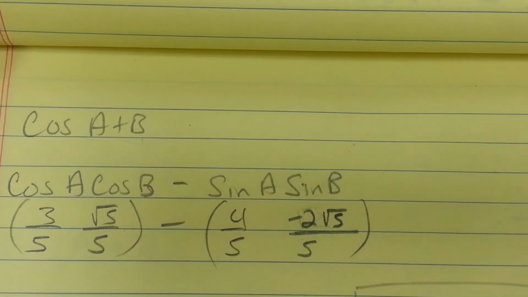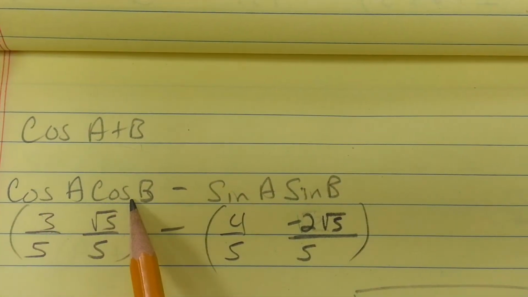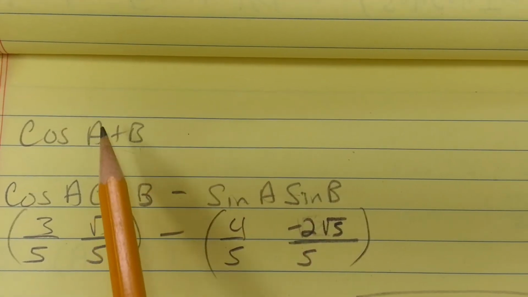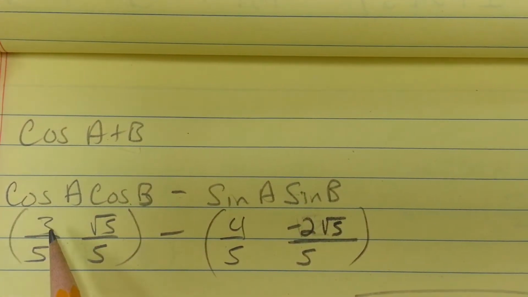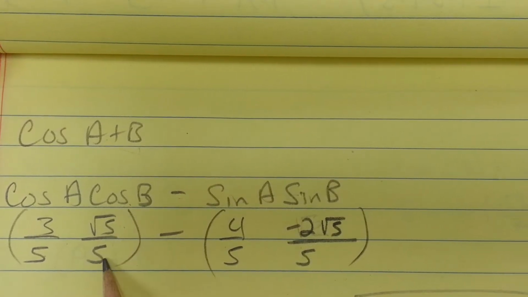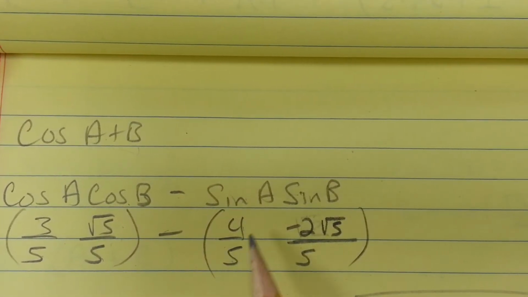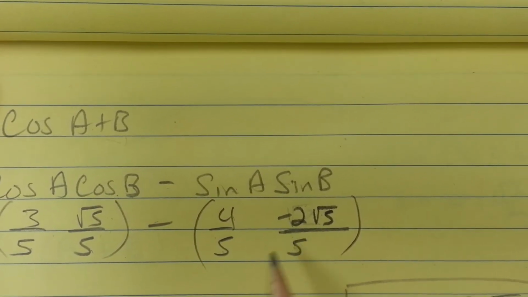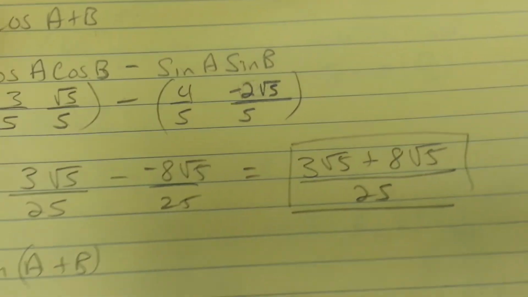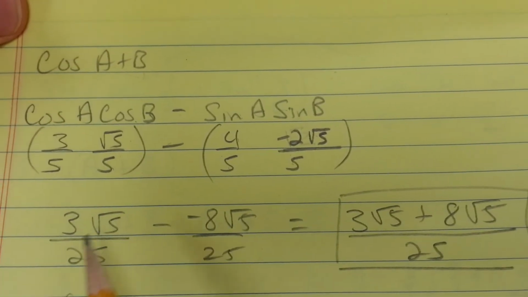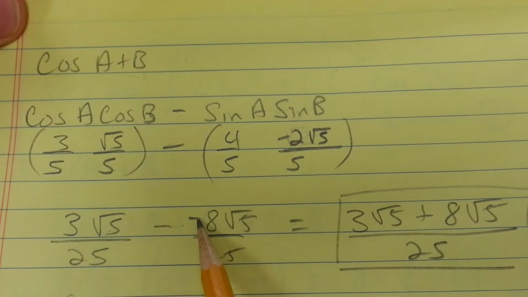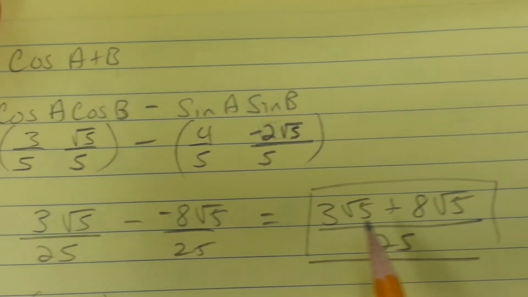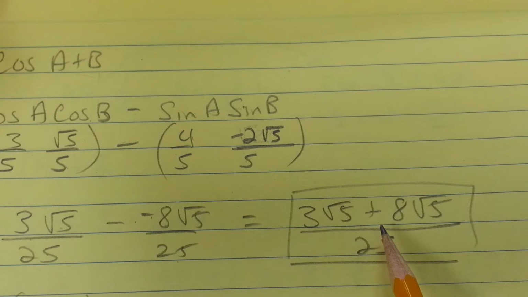Part C was cosine of A plus B. Well, we've got all the components, so it's pretty easy now. Cosine A, cosine B minus sine A, sine B is this. So we just plug in our formulas. 3/5 times cosine B is root 5 over 5 minus sine A, 4/5 times sine B, negative 2 root 5 over 5. And we just multiply it. Common denominator is 25. Okay? And here I've got 3 root 5 over 25 minus a negative 8 root 5 over 25, and that minus a negative ends up being a plus, okay?